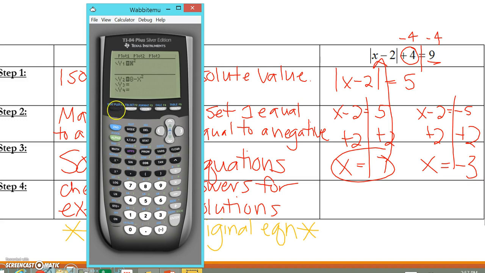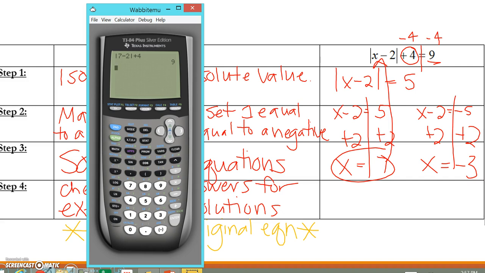So whenever you are checking these, you can do it right in your calculator. I'm just going to take the 7 and I have to put it into the original equation. So I'm going to do the abs, and I'm going to put in 7 and the -2, and on the outside is the +4, and we're trying to get it to equal 9, and sure enough it does. So 7 is a good answer.